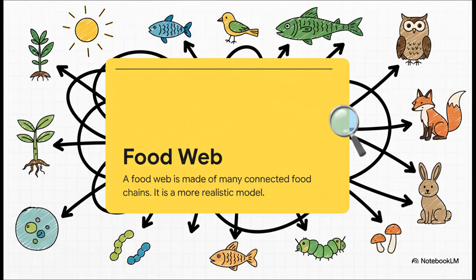So all this variety creates what we call a food web. Now, instead of one single straight line, I want you to picture dozens of lines, all crossing and connecting with each other. It's not a simple path anymore. It's this complex, tangled map of how energy actually flows.